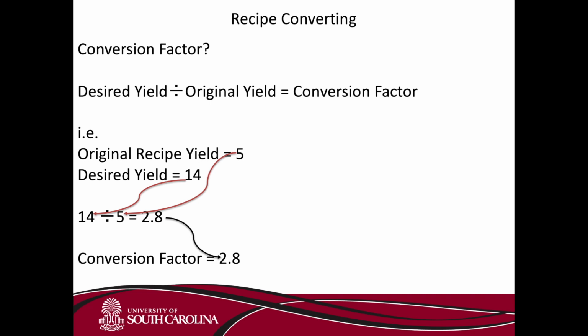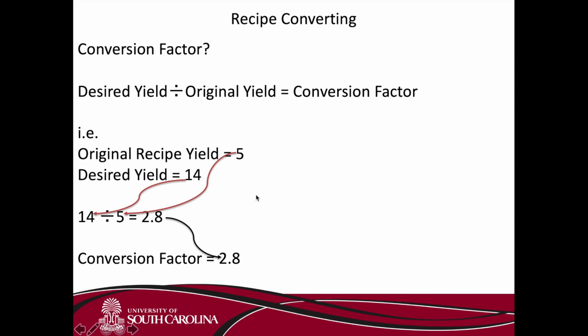Now, a conversion factor is key because that is the number that we're going to multiply everything by, okay? And the conversion factor never changes. It's always going to be your desired yield, what you want your recipe to make, divided by your original yield, what the recipe is currently written to make. Now it doesn't matter if you're going up or down as far as what your yield's going to be. This is always going to be your conversion factor. This is always going to be the equation that you use. Your desired yield divided by your original yield is going to give you your conversion factor.